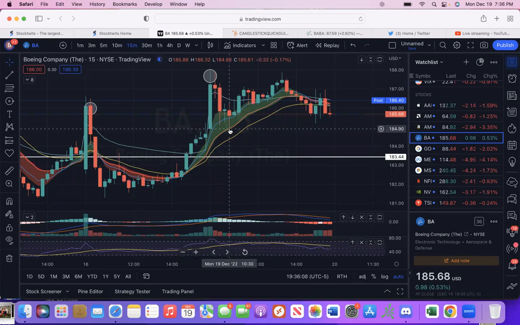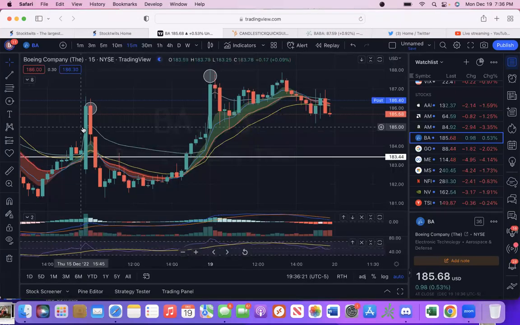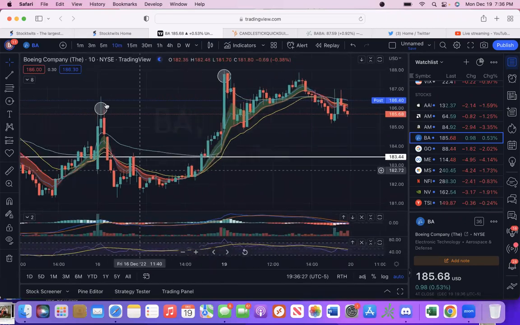And here was that Friday trade, by the way, where we also went short on this name. And you can see on a 15-minute here, we have almost like a tweezer top or a bearish harami here at the top. As you can see, that candle's halfway across there. Let's see on smaller time frames.